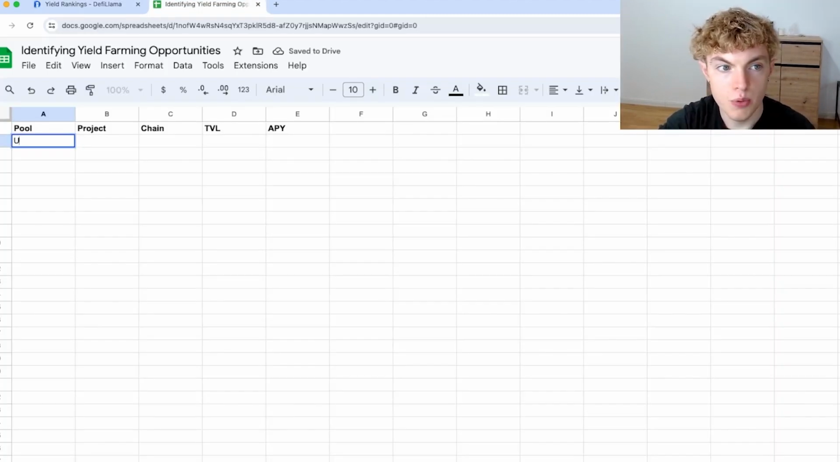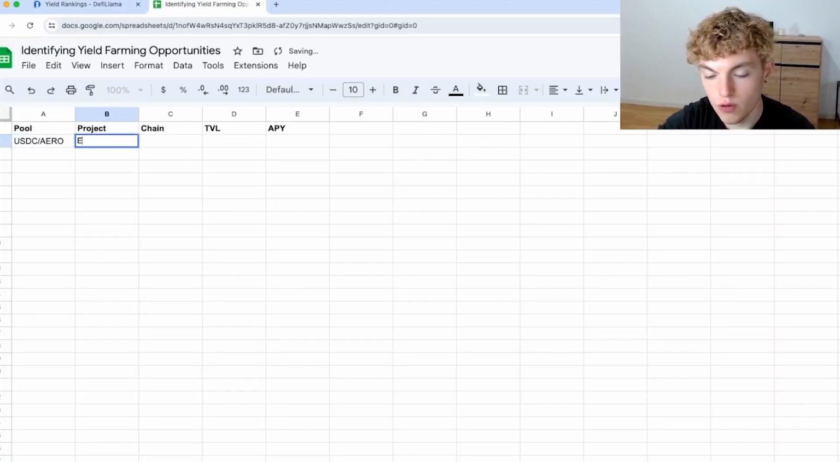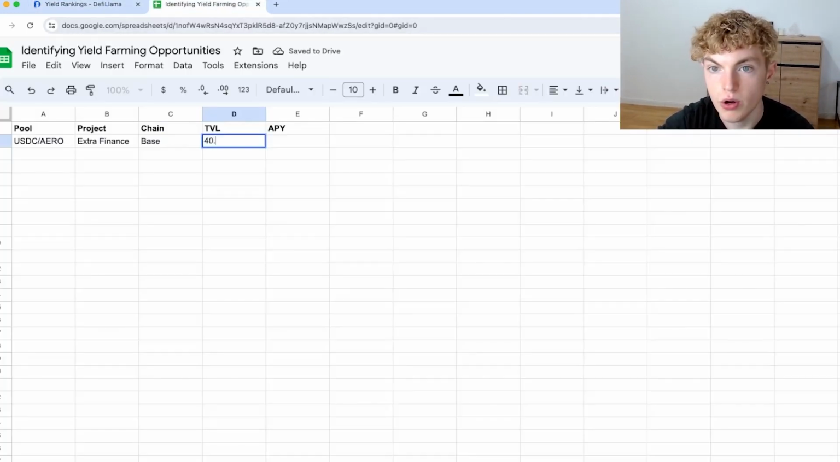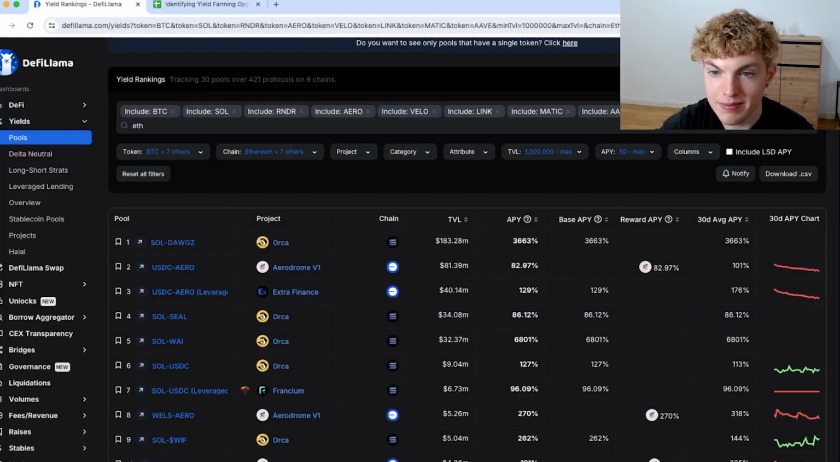So I'm going to write here for pool USDC/Aero, and it's over on Extra Finance. This was on the Base chain, and the TVL was like 40 million. I want to say, yeah, 40.14 million. And then it says the APY is roughly 129%. So it is looking pretty solid to me, but one thing I want to do is open this up in a new tab.